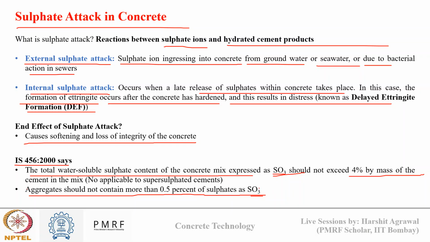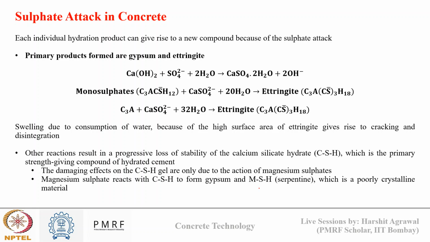So that's why we do initial chemical characterization of materials, so that we can know whether we are over the limit of these aggressive ions present in our material. Now, how does sulfate attack occur? Basically, each individual hydration product can give rise to a new compound because of sulfate attack. So this is a fact. The primary products that result from sulfate attack are gypsum and ettringite.